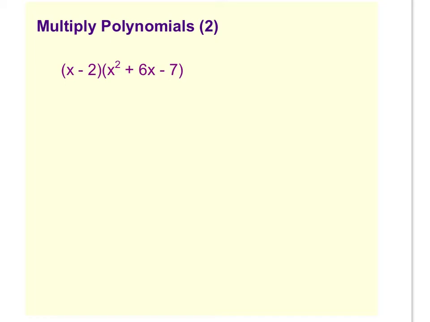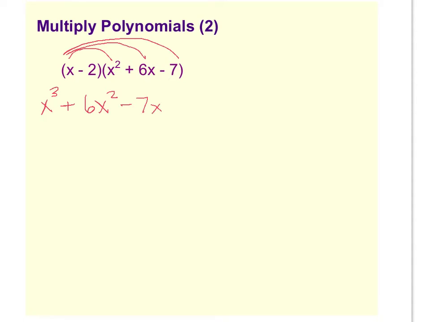The first one works a lot like FOILing and distributing. So what you'll do is start with the first term, the x, and it has to get multiplied by every term in the second polynomial. So your x times your x squared gives you x cubed, and your x times your 6x gives you plus 6x squared, and then x times the negative 7 is negative 7x.